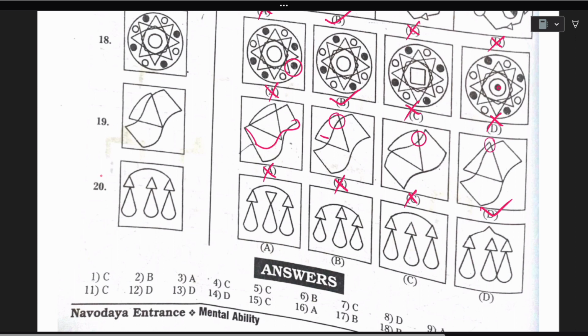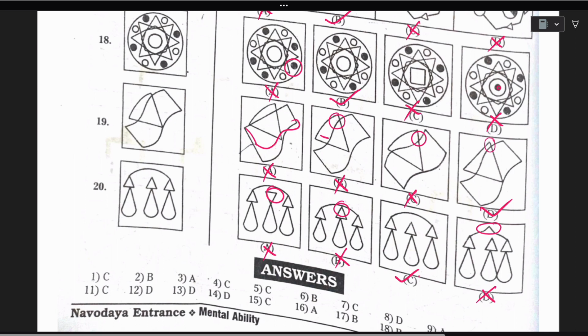And the last and final one of this exercise is this one. Here we have to check the sizes. Here an extra triangle is given, so we will be eliminating D first, and then here this is touching the line, so we will be eliminating B. And the next one, here, if you check, the direction of the triangle is reversed, which is not the same, so we are eliminating A also. So finally we are left with C, and we will be selecting C as our correct one.